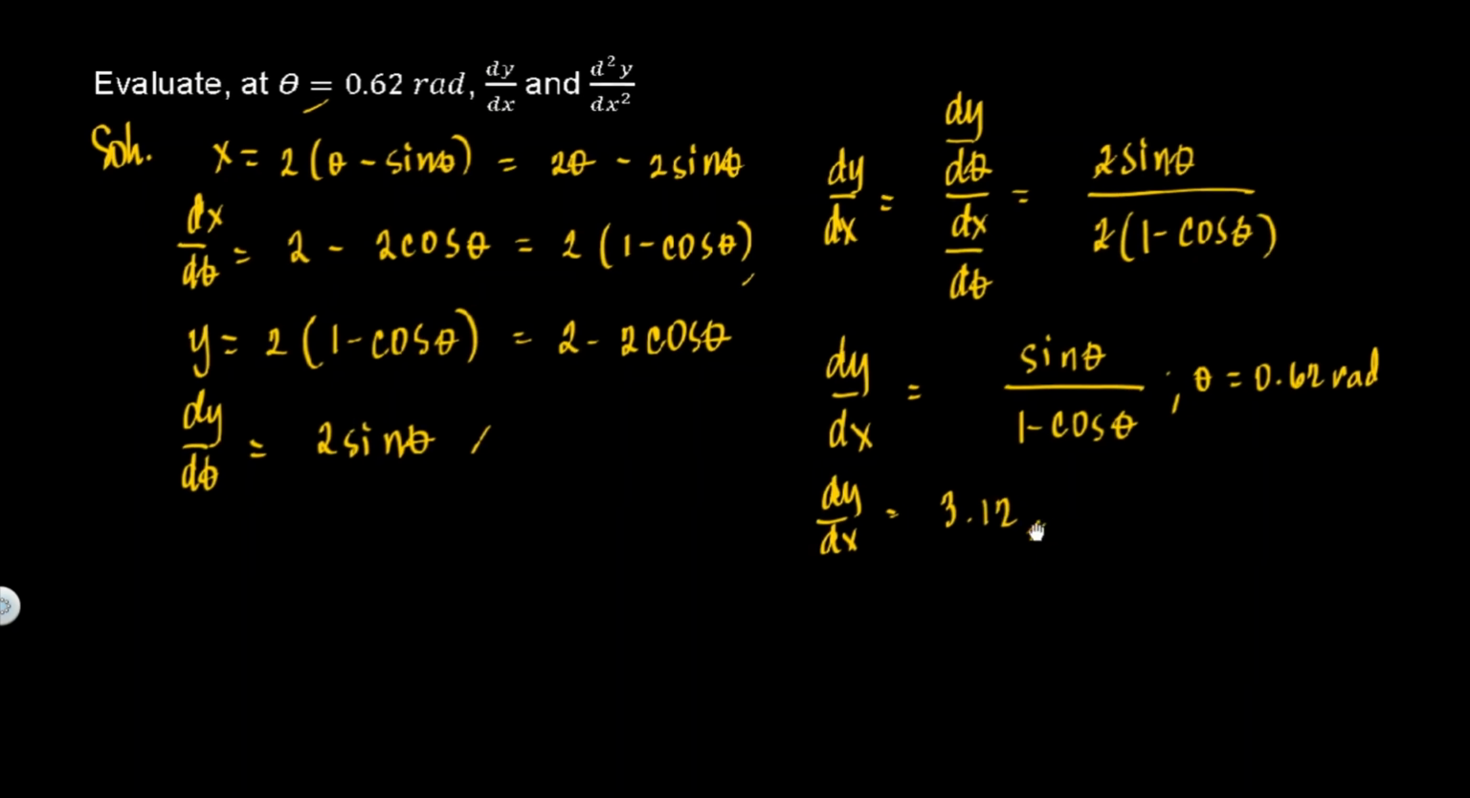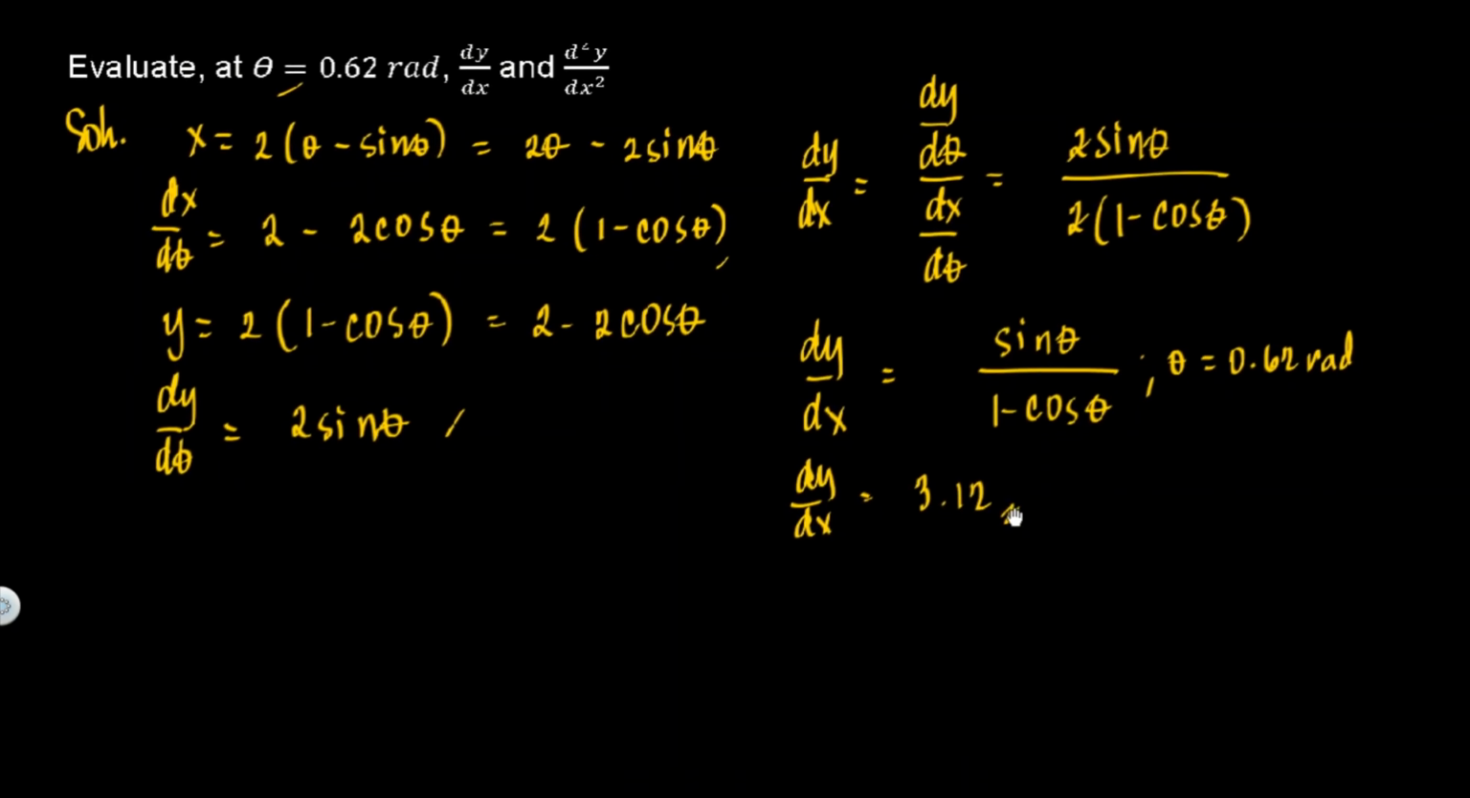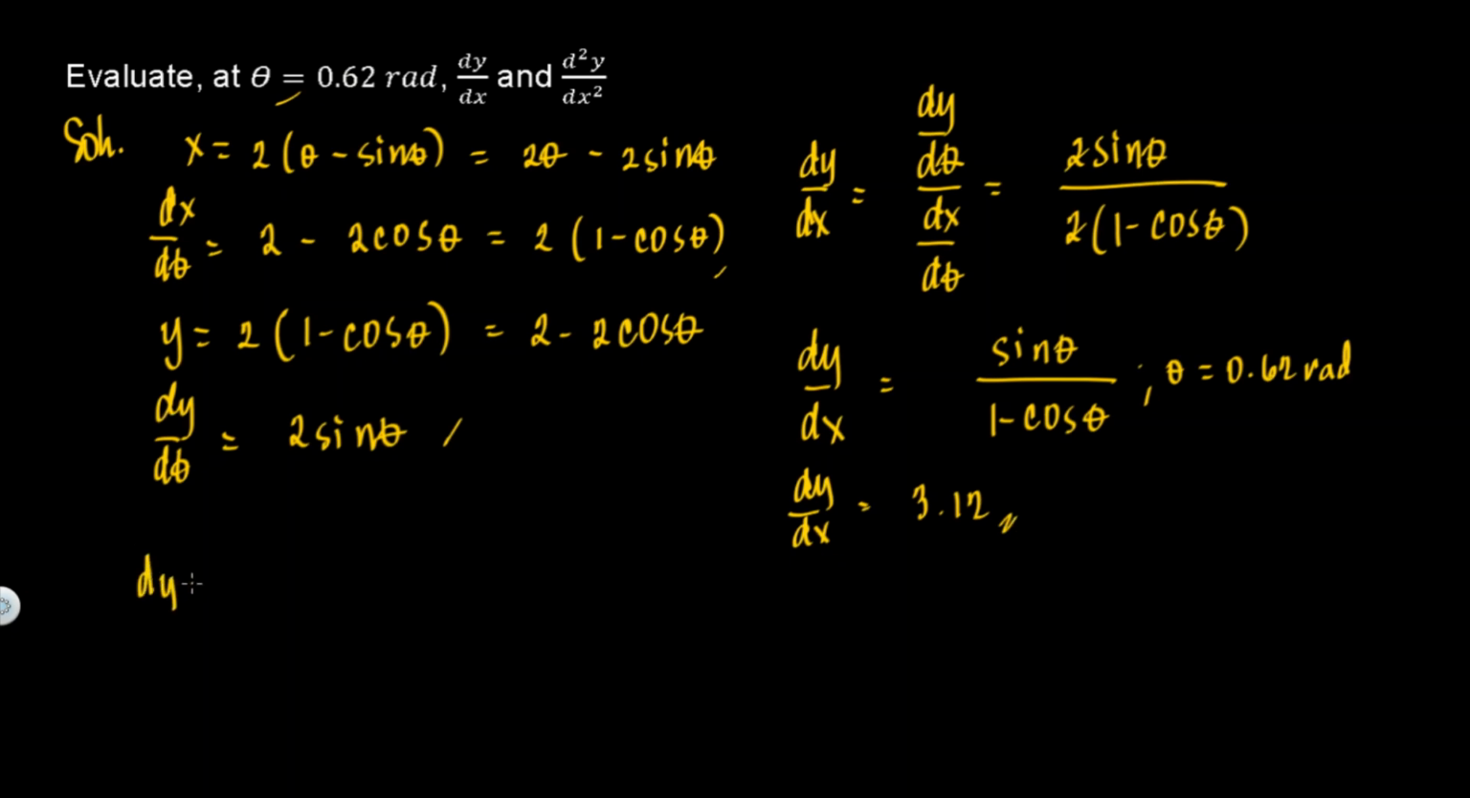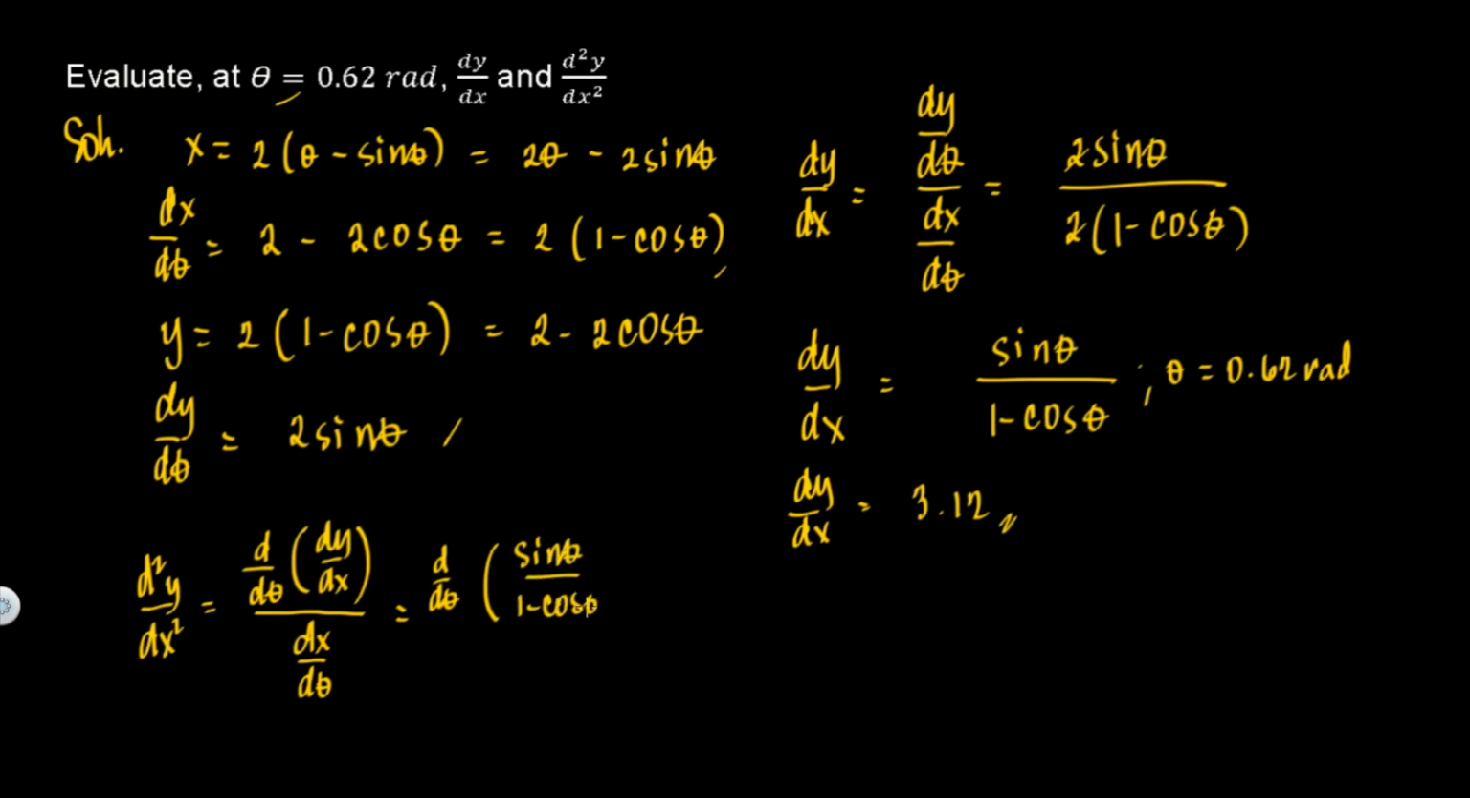So, let's solve for d square y over dx square, the second derivative. What did we say? d square y over dx square is equal to the derivative of dy over dx with respect to theta over dx over d theta. So this is dy over dx, before it's evaluated. So we have the derivative with respect to theta of sine theta over 1 minus cosine theta, over 2 times 1 minus cosine theta.